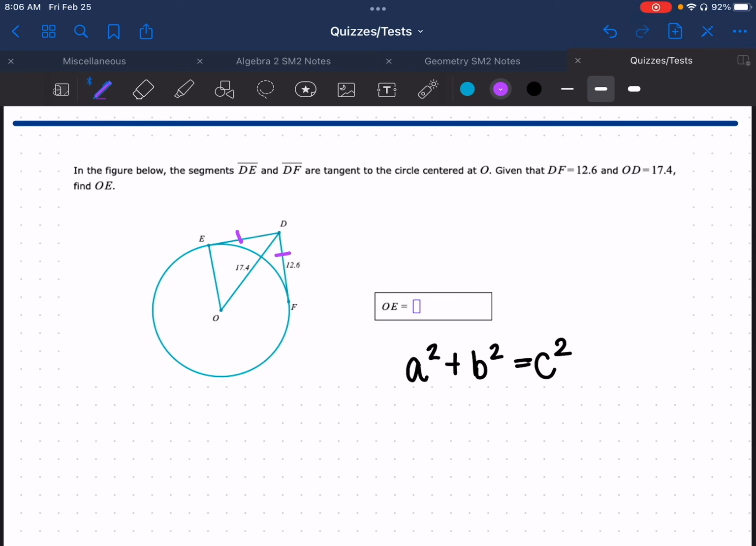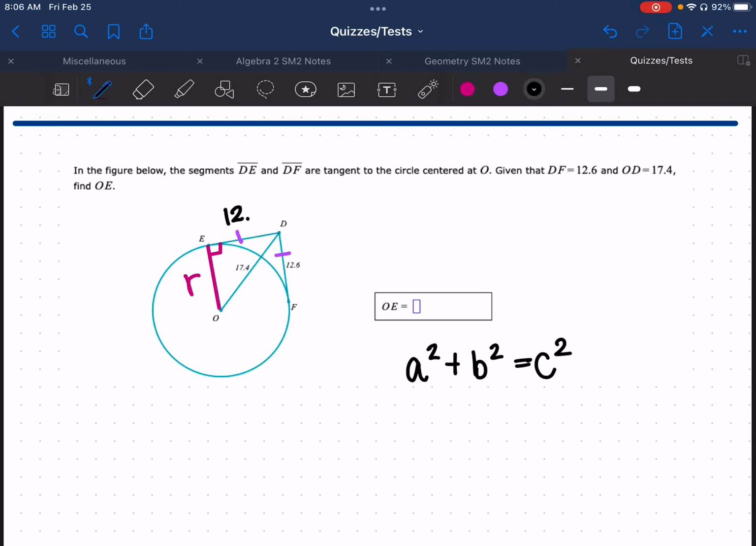It also means, because they are tangent, that you have a 90 degrees, and let me grab my 90-degree color right here. Given that DF is 12.6 and OD is 17.4, find OE. So this is what they're asking me to find. And if I look at it, this is R, my radius. I can follow along just like in the other one.